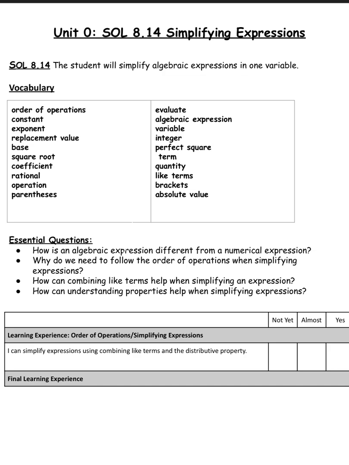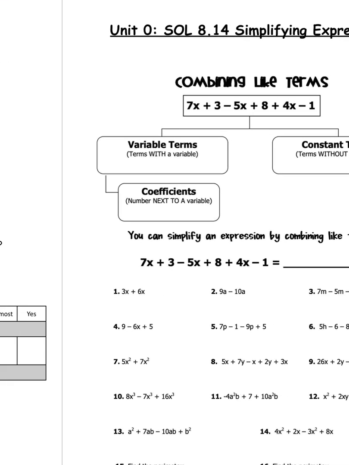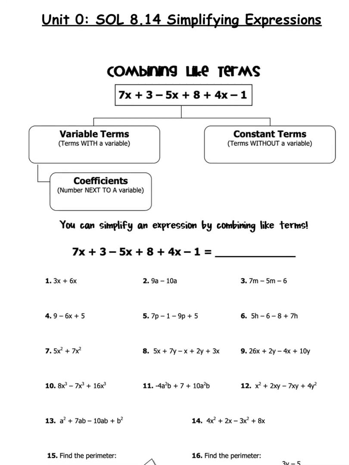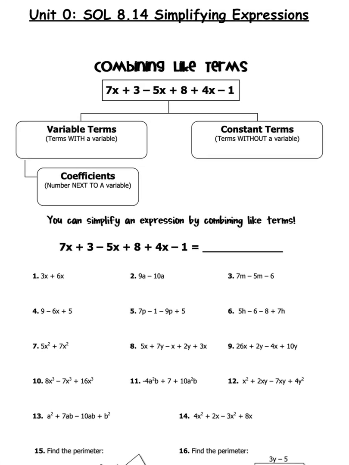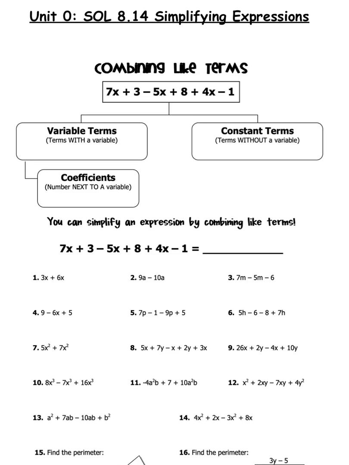All right, so the first portion that we're going to take a look at is simplifying algebraic expressions by combining like terms. Remember, with like terms, variable terms are terms with variables. For example, if I were to write 5x, that is an example of a variable term. 1/2 y is an example of a variable term. So those are terms with variables.